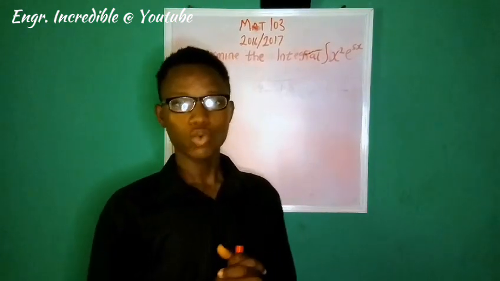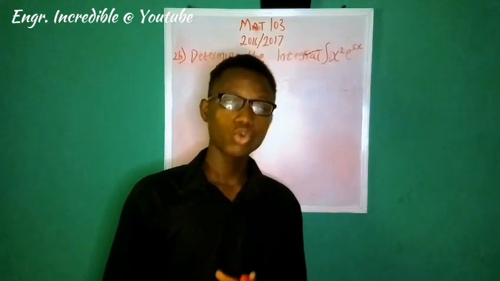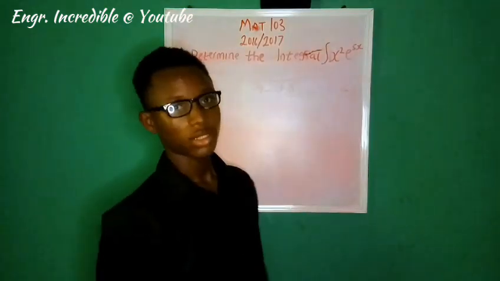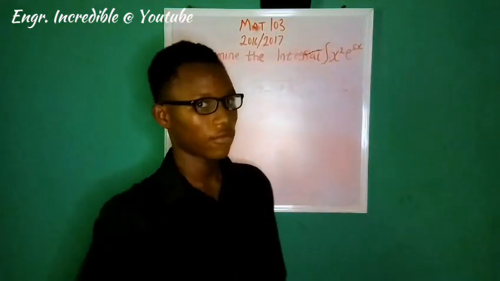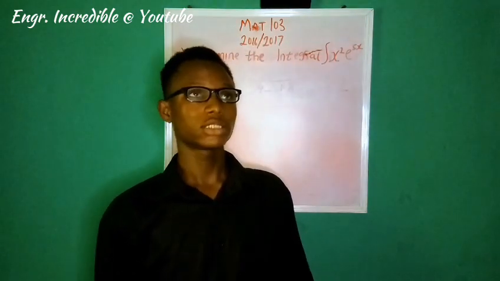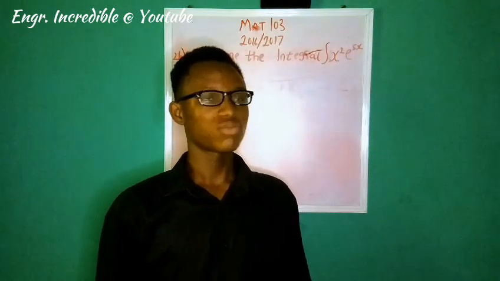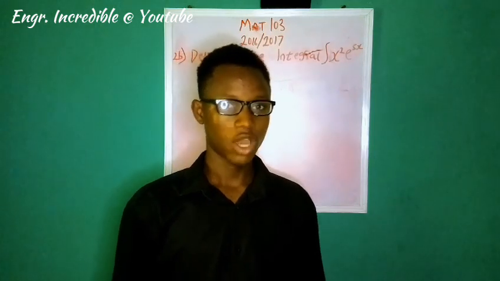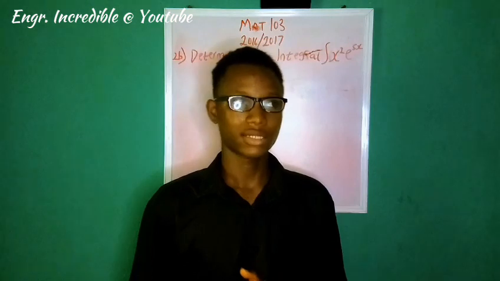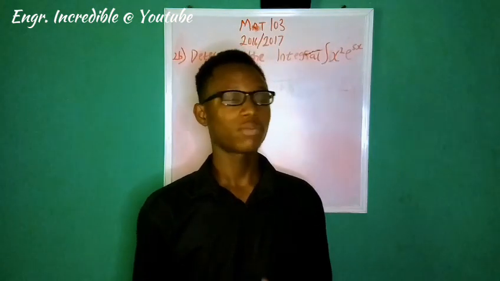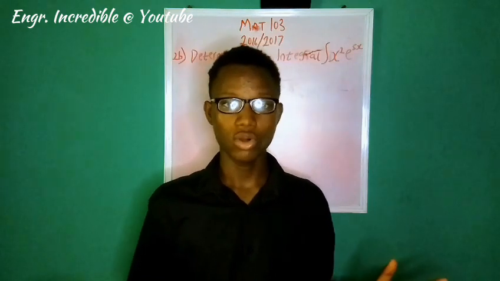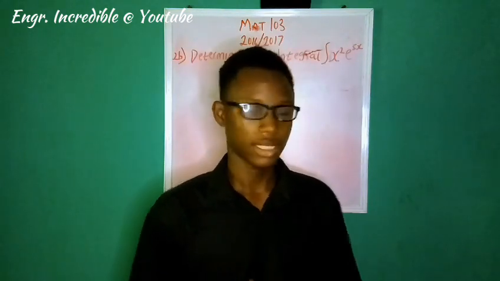Now in question 2b, we were told to find the integral of x squared times e raised to the power 5x. In this particular case, we are not going to be doing normal integration. We are going to be using integration by parts, which a lot of people find a problem. So I'll be trying my best to explain it in a way that is much easier to understand.